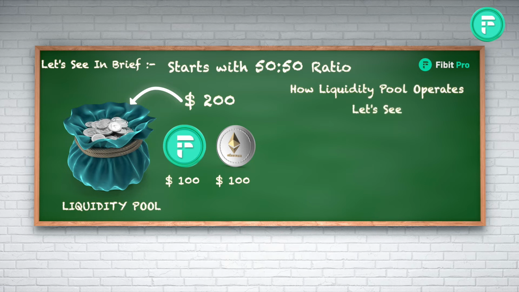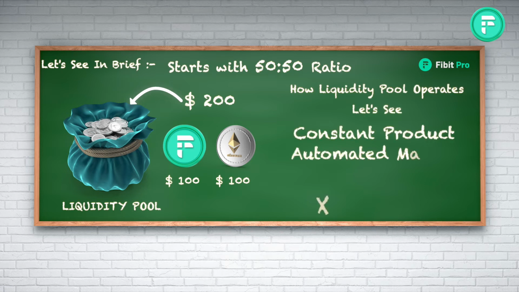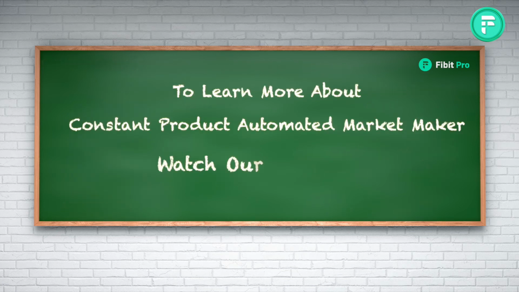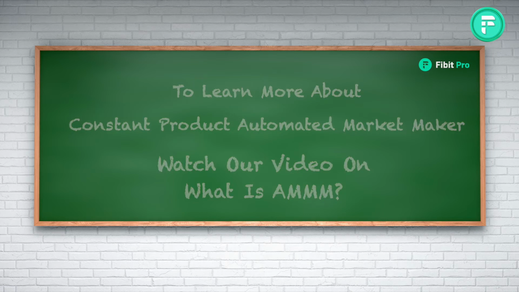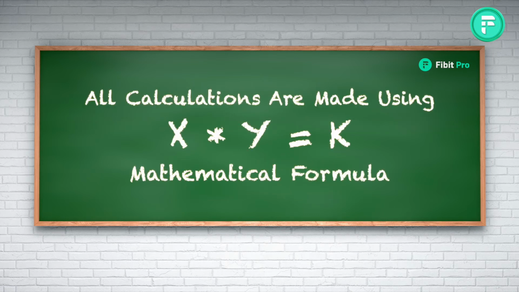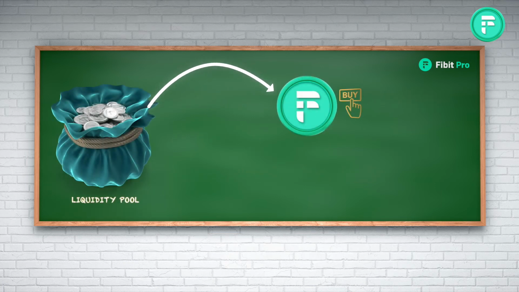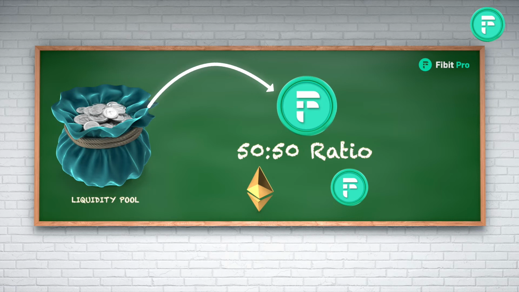As an instance of how liquidity pools operate, let's look at how most of them use the constant product automated market maker algorithm. You can learn more about this algorithm and how it operates by watching our video on automated market maker. In essence, all calculations are made using a straightforward mathematical formula. If you buy more and more Fibit tokens, the liquidity pool will charge you more and more for each one. This is because it wants to keep the perfect 50-50 ratio of Ethereum and Fibit tokens. If you are buying more tokens and giving more Ethereum in return, it thinks the price of Ethereum is dropping as there is a lot of it in the liquidity pool. To keep the 50-50 ratio, it will essentially raise the price of Fibit token.